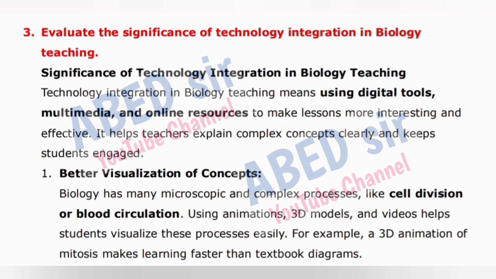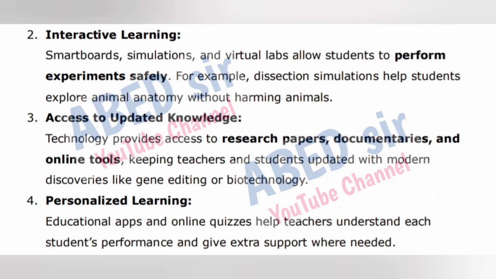Using animations, 3D models, and videos helps students visualize these processes easily. For example, a 3D animation of mitosis makes learning faster than textbook diagrams. 2. Interactive learning. Smart boards, simulations, and virtual labs allow students to perform experiments safely. For example, dissection simulations help students explore animal anatomy without harming animals.